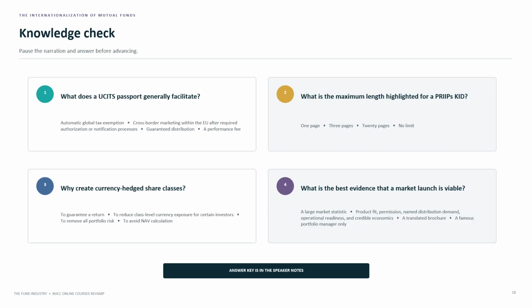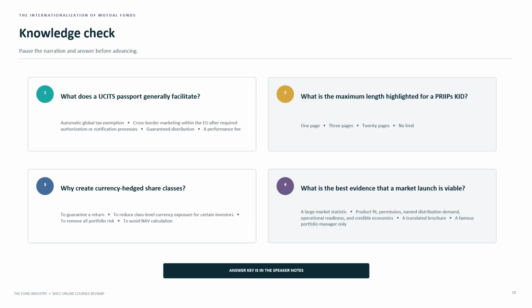Question 2, what maximum length is highlighted for a PRIIPs KID? Is it 1 page, 3 pages, 20 pages, or no limit? Question 3, why create currency hedge share classes? Is it to guarantee a return, reduce class level currency exposure for certain investors, remove all portfolio risk, or avoid NAV calculation?